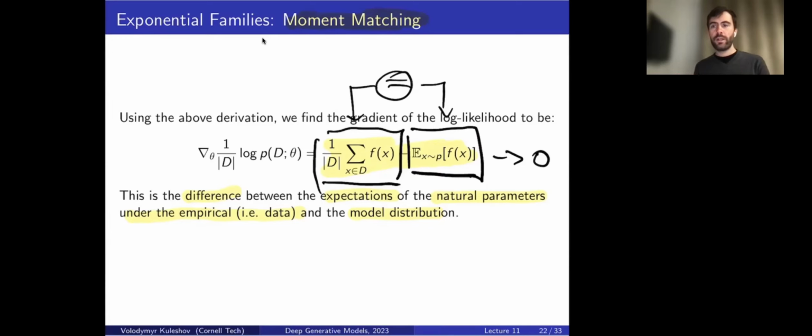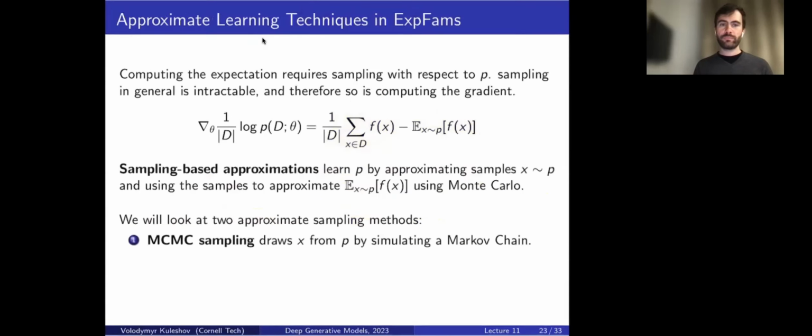We do that implicitly when we perform maximum likelihood learning using gradient descent in an energy-based model, or in an exponential family model. Okay, so this is a fun fact about exponential families.